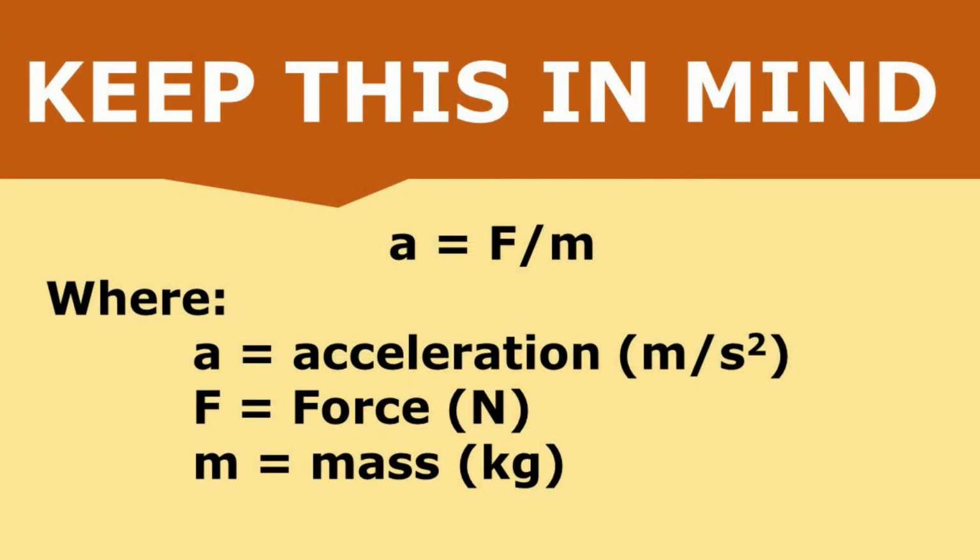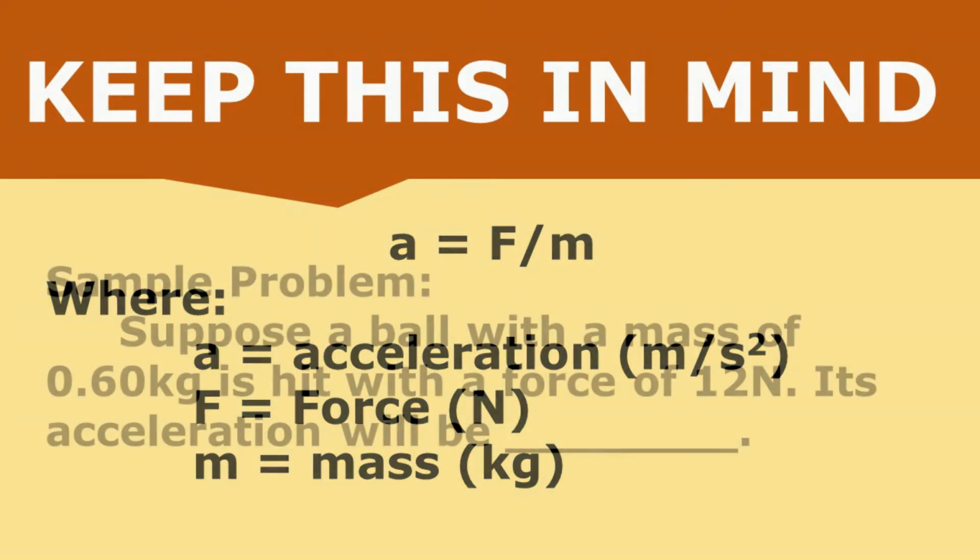The law of acceleration can be expressed in a mathematical formula. A is equal to F divided by m, where A is acceleration with the unit of meter per second squared, F is force with the unit of newtons, m is mass with the unit of kilograms.